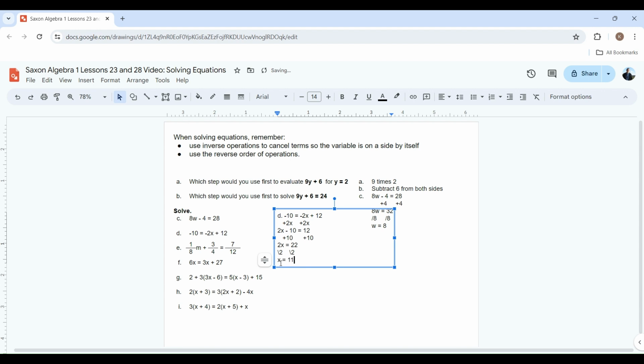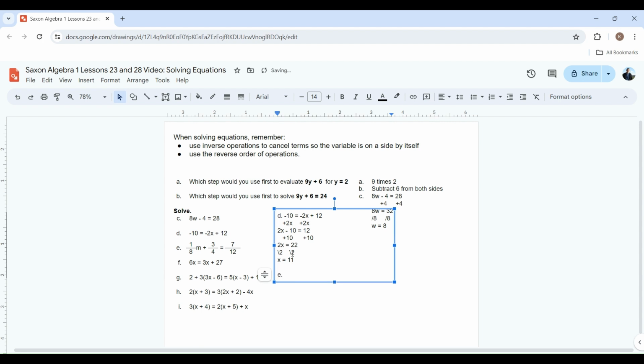x equals 11. And one of the great things about these types of problems is I can go back in and check by actually just doing the multiplication. I'm going to plug in 11 to this equation and see if we got it right. Negative 2 times 11 is negative 22. Negative 22 plus 12 is negative 10. I know I did that one correctly. All right, let's move on to letter E.